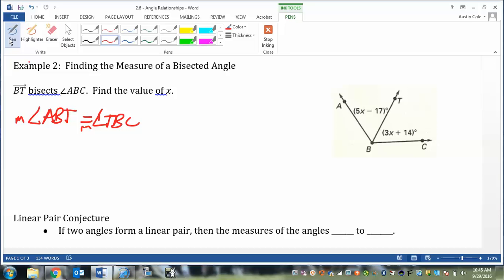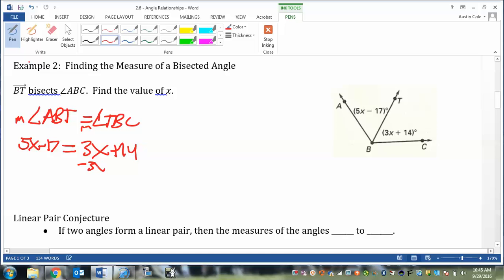Okay, so what would we do now? Plug in 5x minus 17 for ABT, and then 3x plus 14 for TBC. All right. And what property is that? Substitution. Now what do we do? Solve. Exactly. Subtract 3x. Minus 3x. We have 2x minus 17 equals 14.